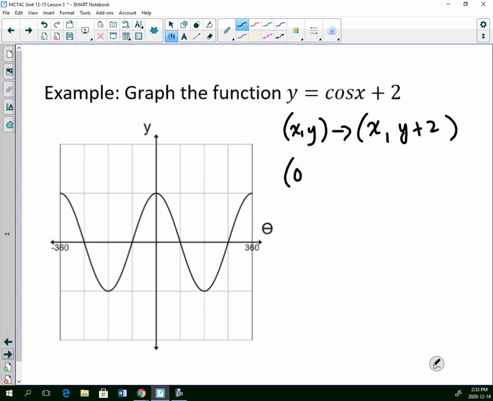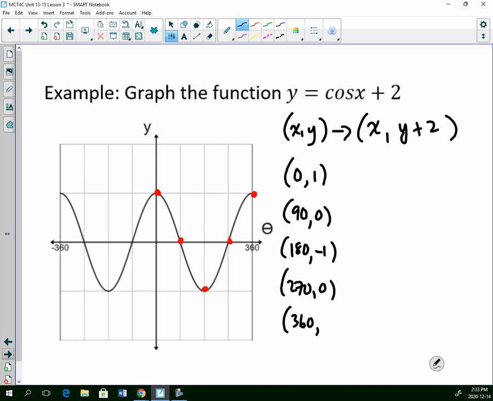So remember, our 5 points on cosine start at (0, 1), (90, 0), (180, -1), (270, 0), and then (360, 1) back at the top. So we'll write these out, and then we will apply these transformations to these points. So again, the x stays the same, and then the y, we're adding 2 to the y.